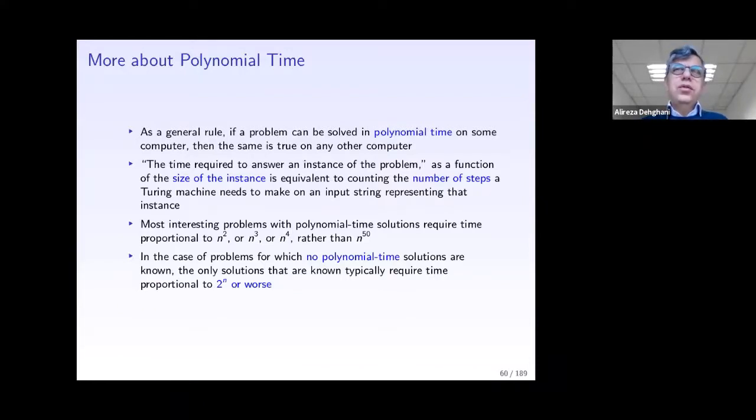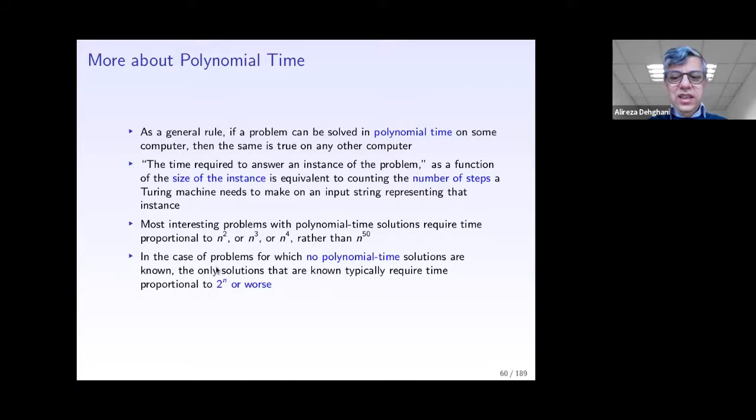And what is the complexity of a Turing machine? The complexity of a Turing machine is the number of steps that the Turing machine needs to make on an input string representing the instance. Most interesting problems with polynomial solutions require n^2. So we say the polynomial problems are the problems whose time complexity is O(n^2), but it is not just a square. It could be n^k. Okay, they are still polynomial, and most of the polynomial time solutions are of the type n^2, n^3, and n^4 rather than n^50. We cannot see too many problems of n^50 when we talk about polynomial time solution problems.